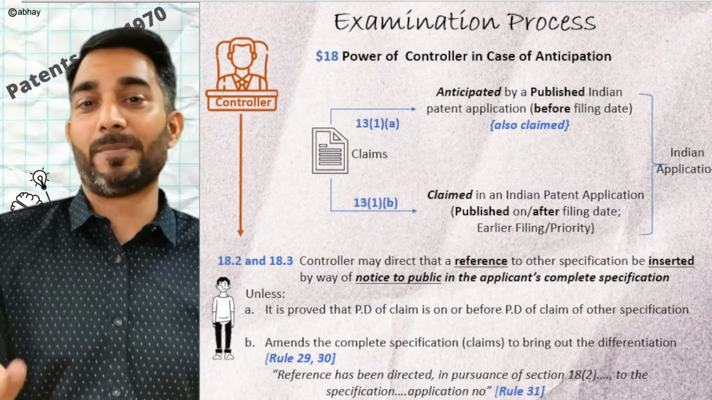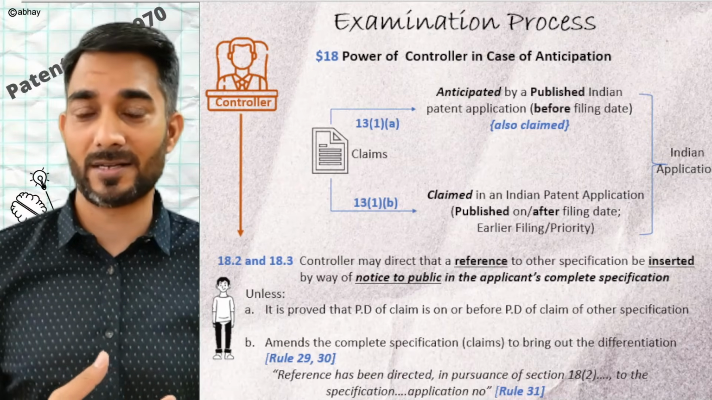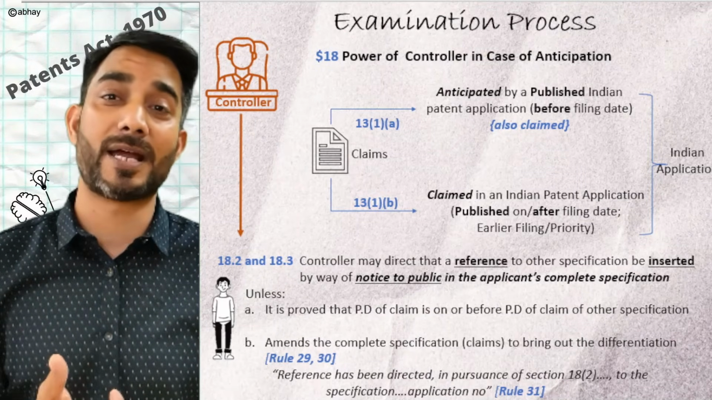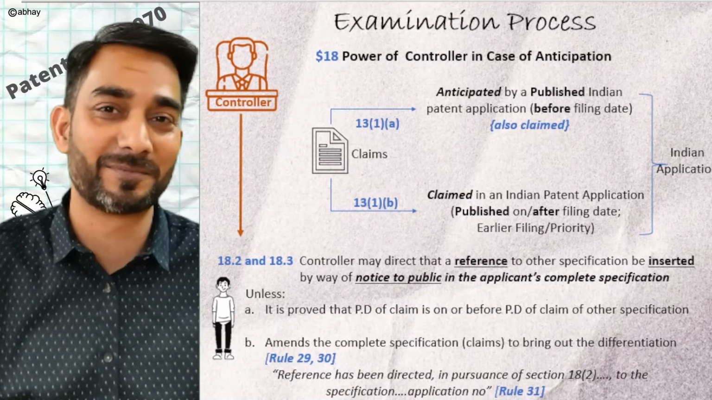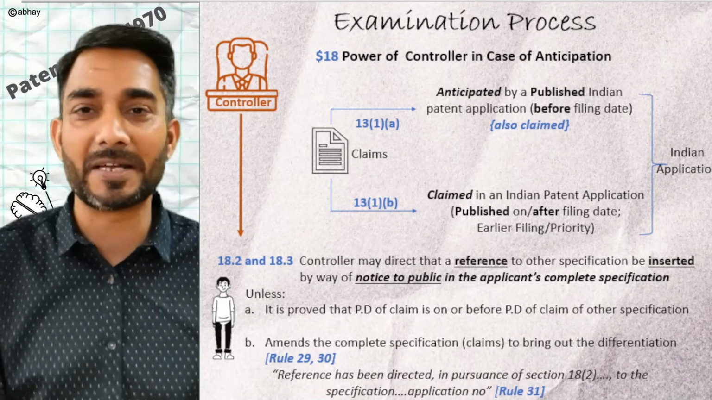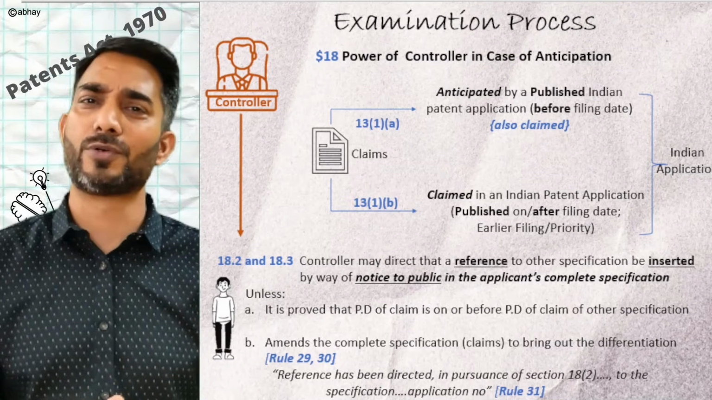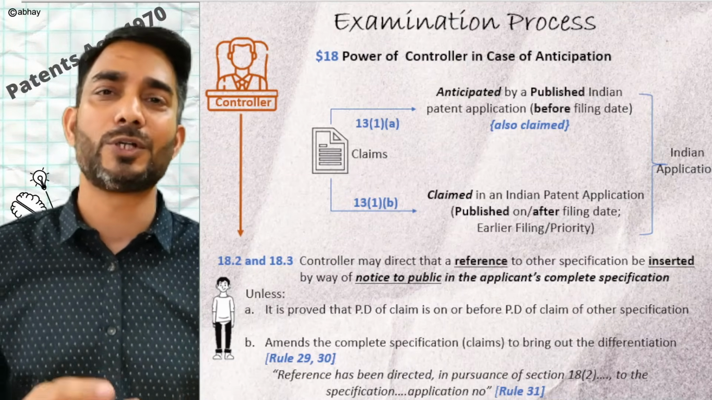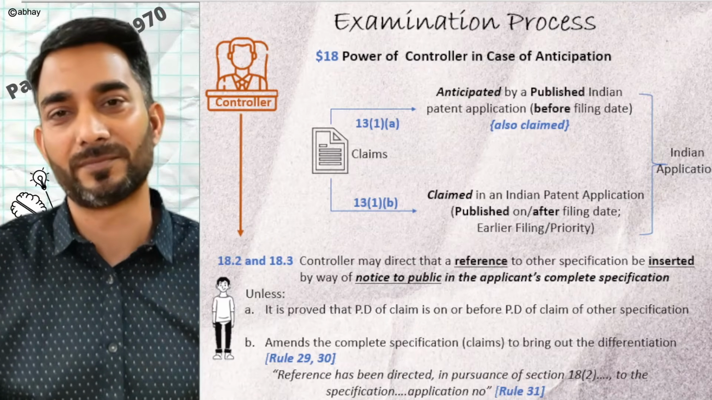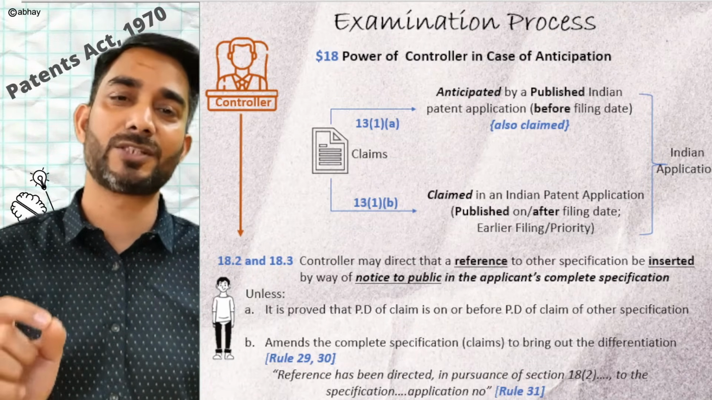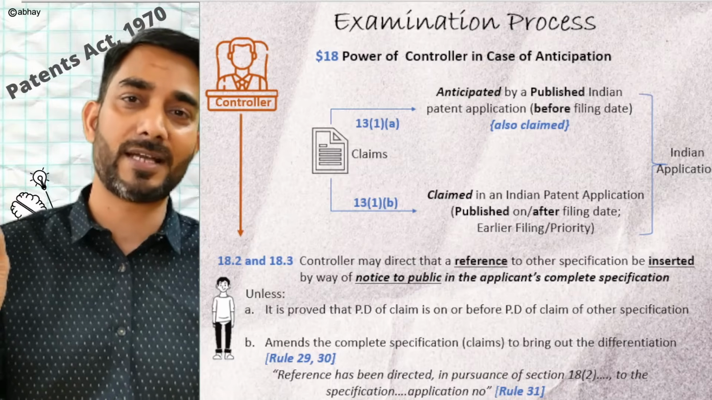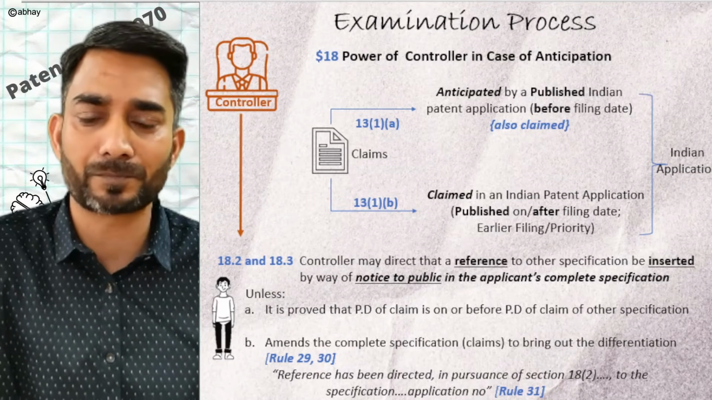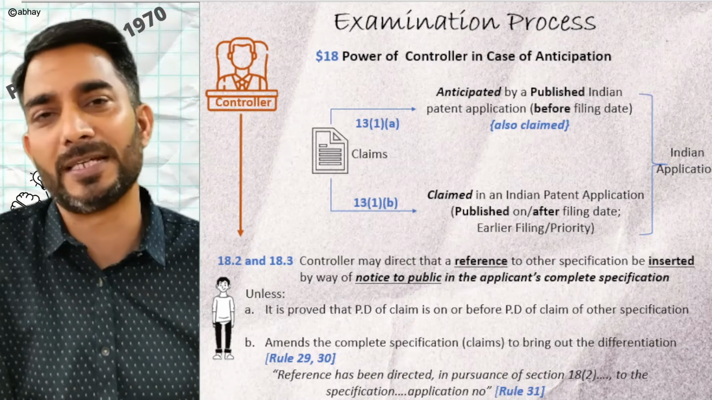Unless, of course, the applicant is able to prove that the priority date of my claims is before the priority date of other claims. Concept of priority again. Or, of course, I amend my specification, more specifically my claims, to bring out a difference. Otherwise, a reference to that application has to be inserted. Here I have provided a format of how the reference needs to be inserted.